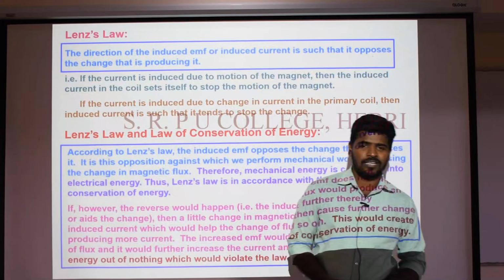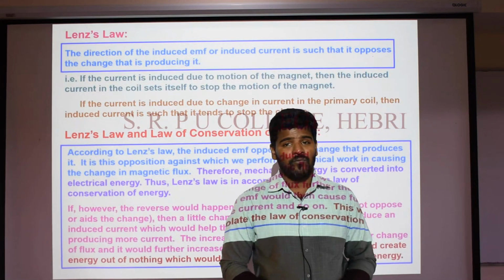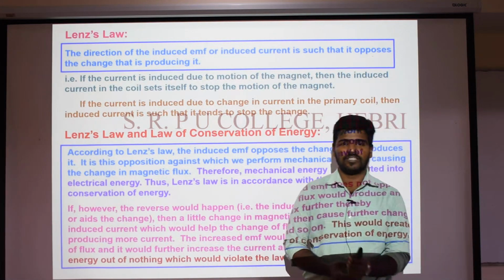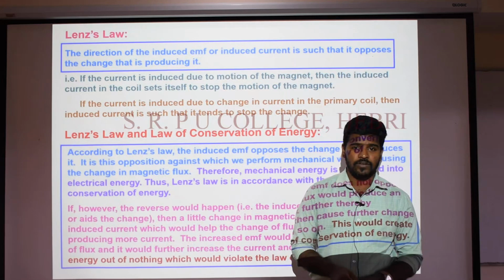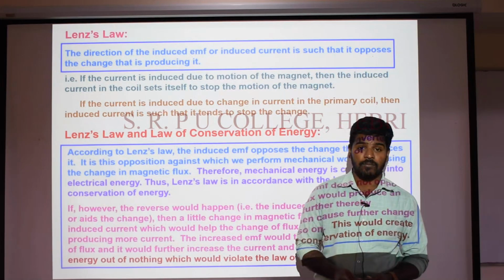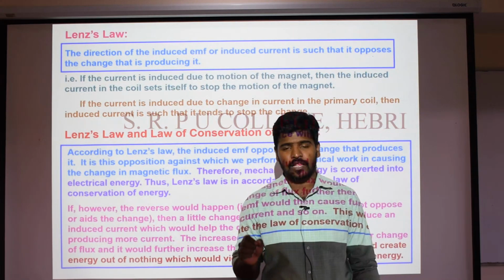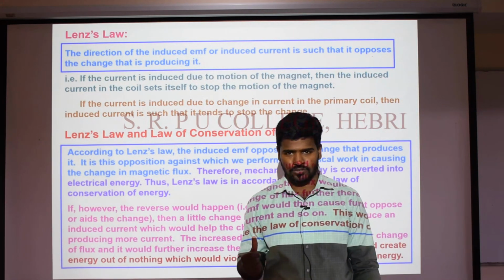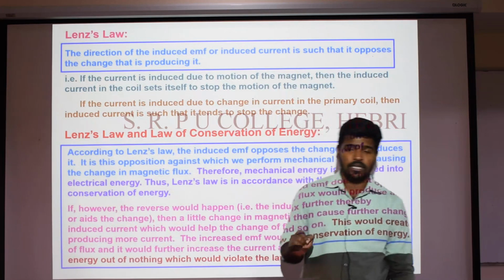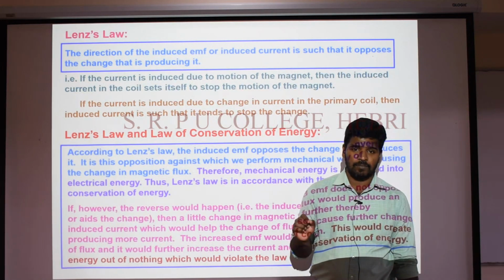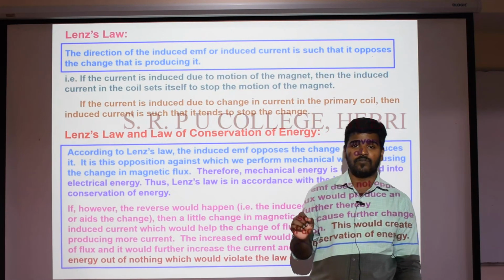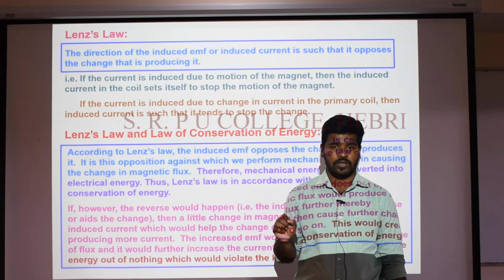Hello students, in the last session we studied Faraday's laws of electromagnetic induction. In that, whenever the magnetic flux through a circuit changes, there is an induced EMF or current in that circuit, and this induced EMF exists as long as the change in magnetic flux continues. And the second law says the induced EMF is directly proportional to the time rate of change of magnetic flux linking with the coil or circuit.